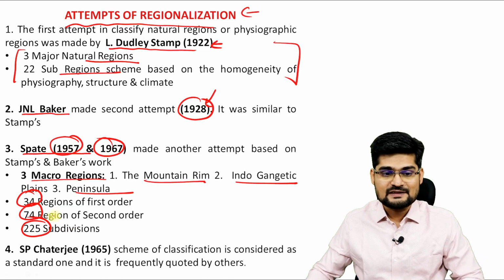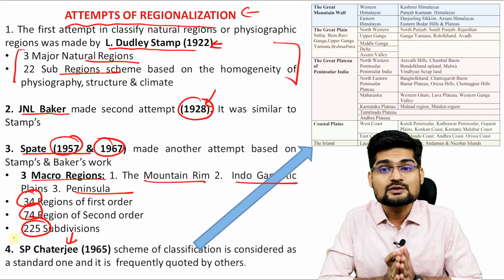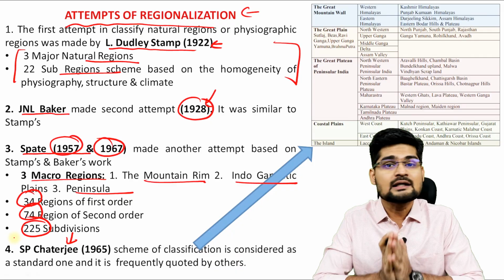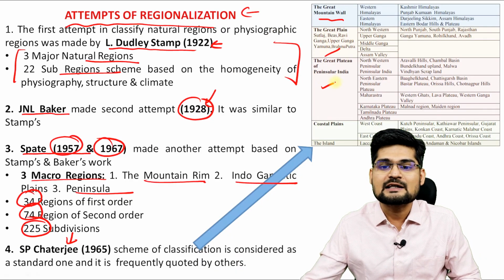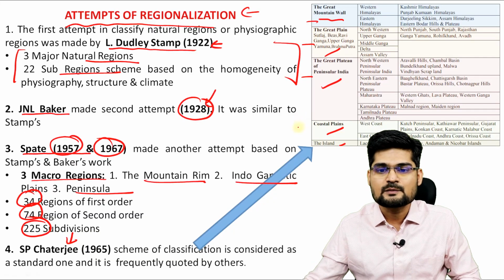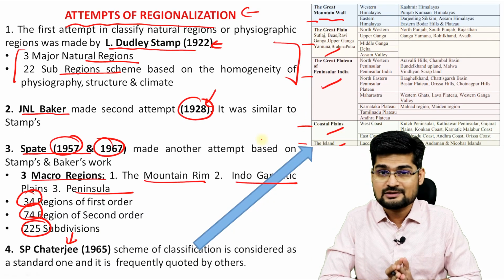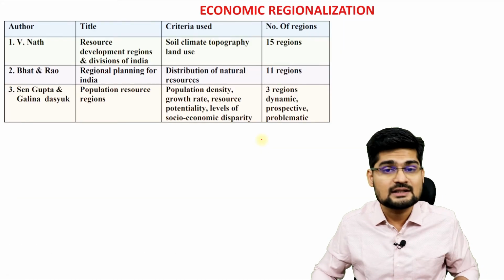Then what we observe is the great S.P. Chatterjee's classification, which is the most widely used classification. Remember the Indian formal classification of region? Great Mountain Wall, Great Plains, Great Plateaus, Great Coastal Plains and Islands. These formal regions, observe this is all natural regions of S.P. Chatterjee. Apart from this, we find many scholars giving economic regionalization of India.